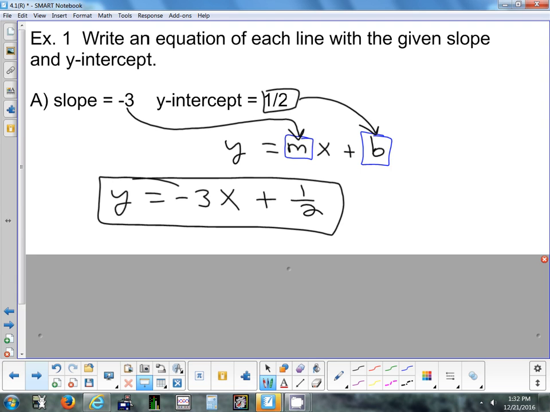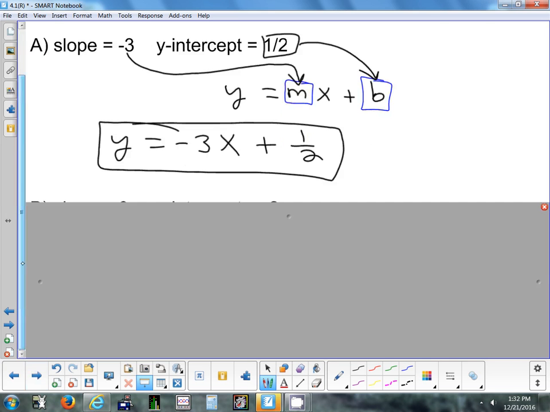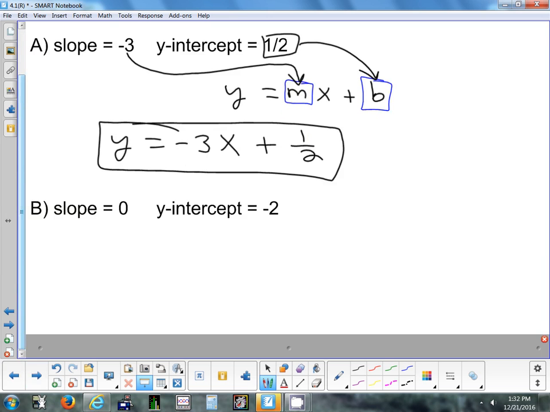Okay, there's some that get a little harder than that, but that's all you have to do. Just fill in those two numbers. Okay? Any question on how we just did that? All right, let's try a second one. This time the slope is 0. And the Y-intercept, you don't have a spot for example B? All right, so we'll just do this one together.